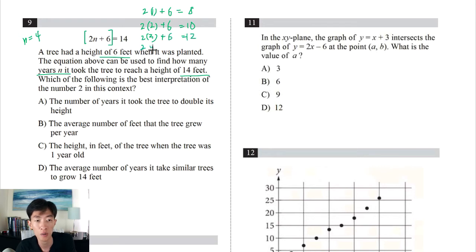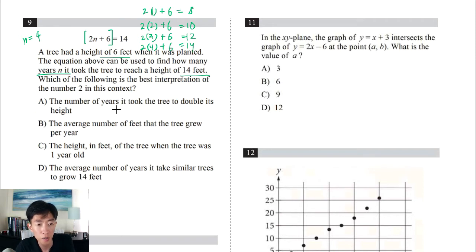And then when n equals 4, it's going to be 8 plus 6 equals 14. So this is really just to help us get an idea of what is going on with this number 2. And it seems that for every year, we're adding 2 more feet to the height of the tree. All right, so let's look at the answer choices.